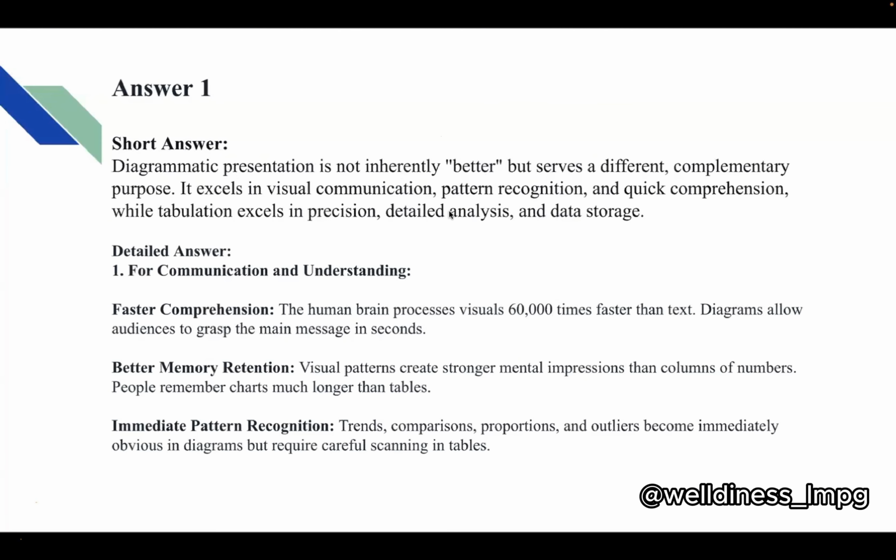Diagrams excel in visual communication, pattern recognition, and quick comprehension, which are some of the things you guys have already alluded to. While tabulation excels in what? Precision, detailed analysis, and data storage. So now let's look at a more detailed answer. For communication and understanding, faster comprehension. The human brain processes visuals 60,000 times faster than text. I don't know how true this is, but I know that images are faster for us to comprehend than just text. And diagrams allow audiences to grasp the main message in seconds.